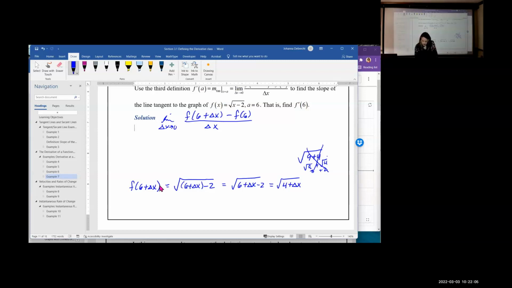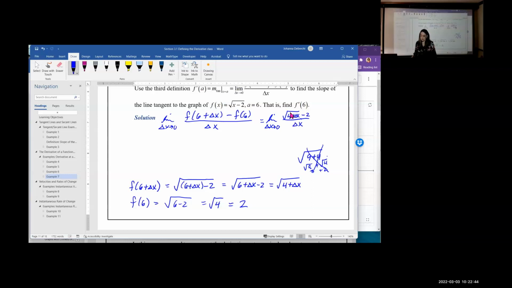Okay? And the next part is f of 6, which is the square root of 6 minus 2, which is the square root of 4. The 4 is alone. It's no addition or subtraction. So we are allowed to take the radical, which gives us 2. So plugging in, we get the limit of delta x going to 0 of the square root of 4 plus delta x minus 2 over delta x.